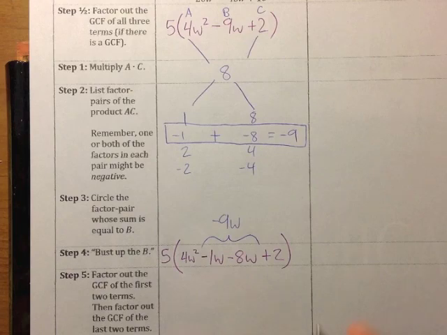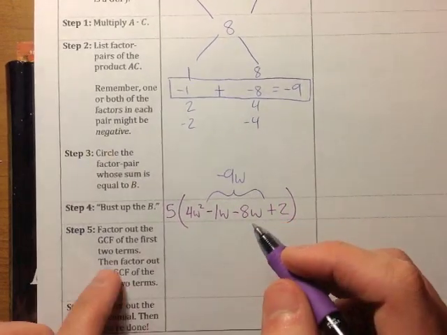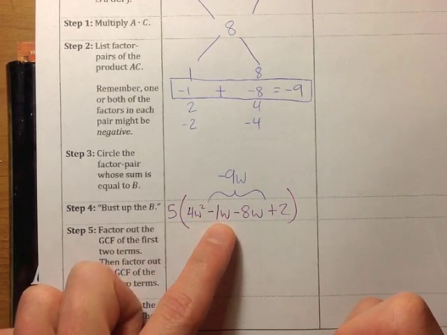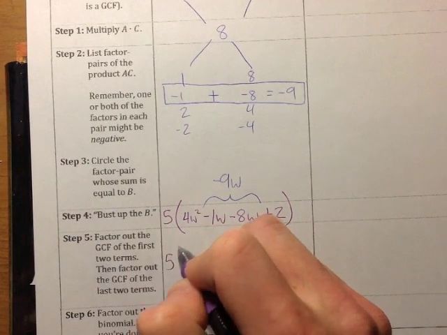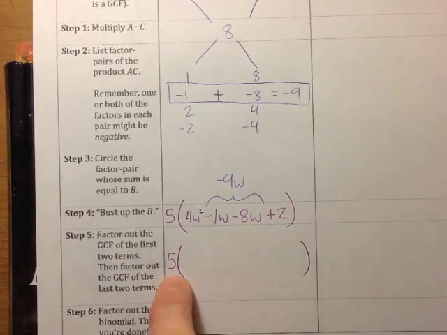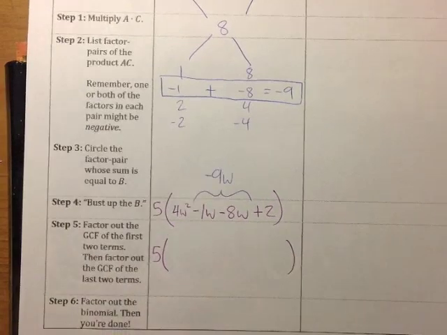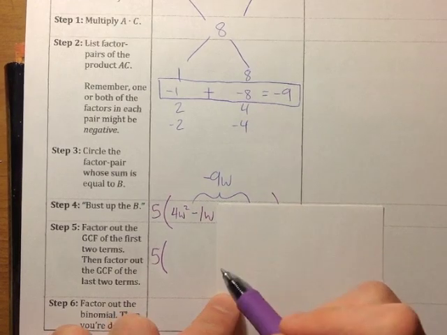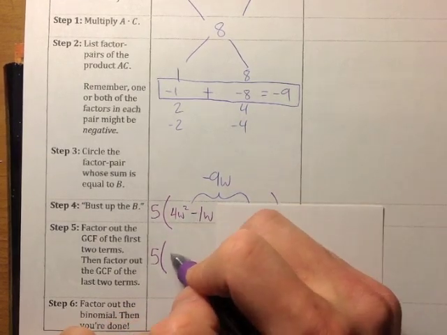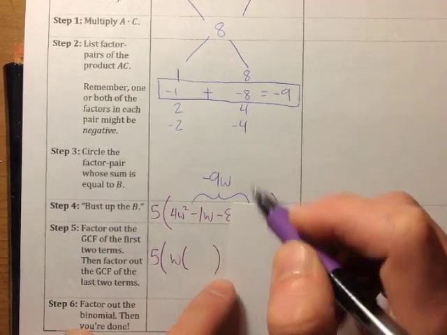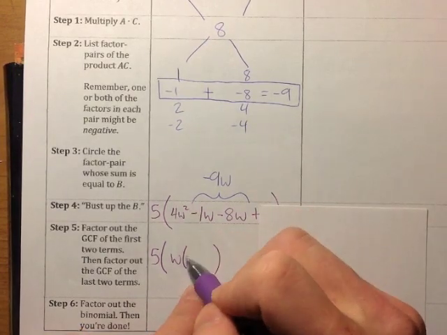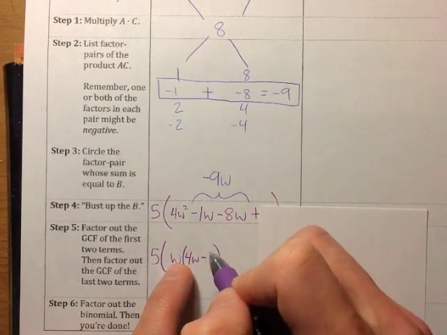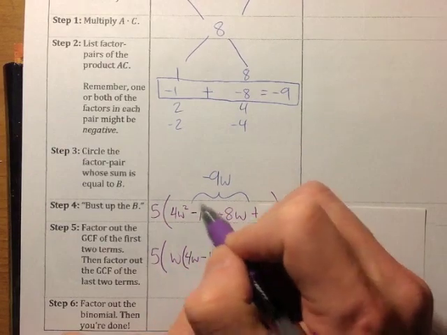Okay? Now, let's factor out the GCF of the first two terms. 4w squared and negative 1w. Again, I'm just going to keep the 5 inside of parentheses because it's tagging along for the ride. We don't want to forget about it. What's the GCF of the first two terms here? Let's see. It looks like the only thing they have in common is a w, right? So w times in parentheses what? W times 4w will give us back 4w squared, and w times negative 1 will give us back negative 1w.